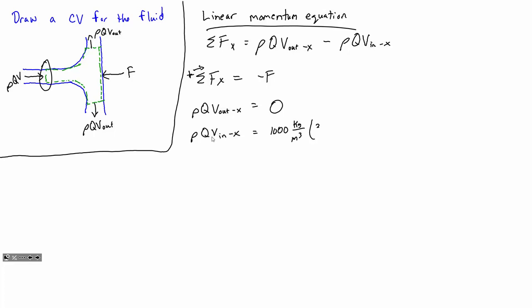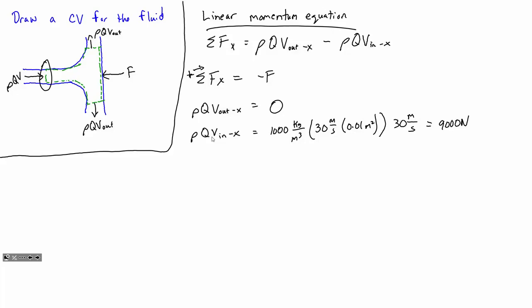times, all right, so Q is just velocity times the area, the cross-sectional area. And we're given in the problem statement the jet area as 0.01 meters squared. So this is going to be 0.01 meters squared. And then we multiply that by the velocity of 30 meters per second. So we end up seeing that this is going to be equal to 9,000 newtons.